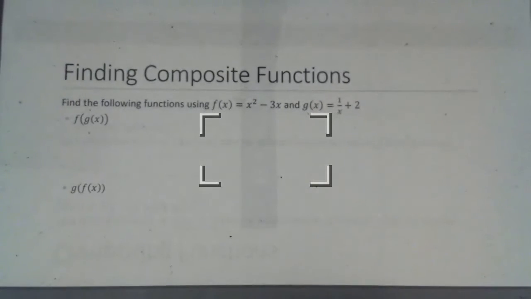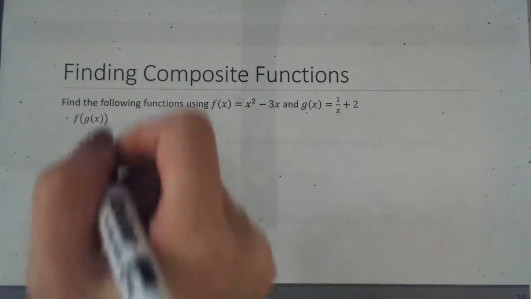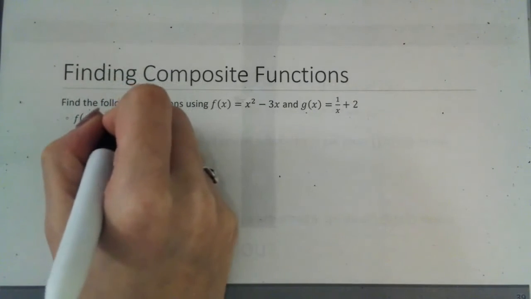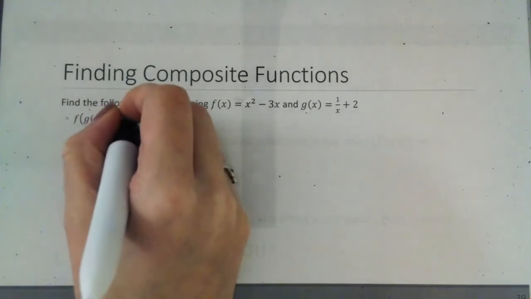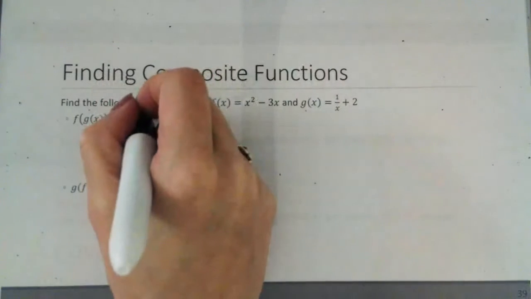So just like before, we're still plugging one function into another, but instead of using actual numerical values, we're plugging in the entire function. So if I'm finding f of g of x, I'm going to replace that g of x with what g of x actually is. g of x is equal to 1 over x plus 2.